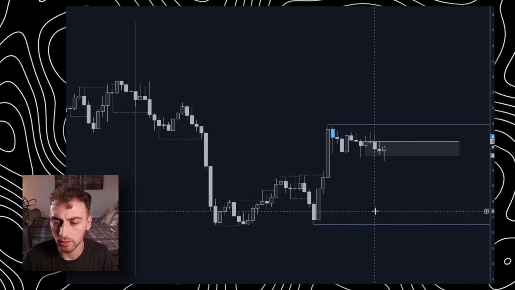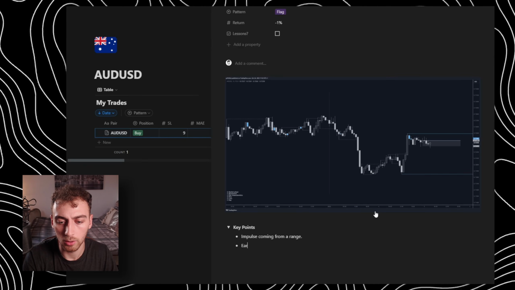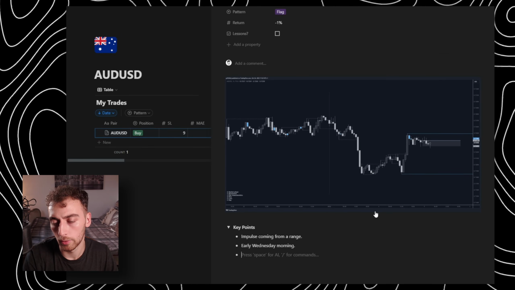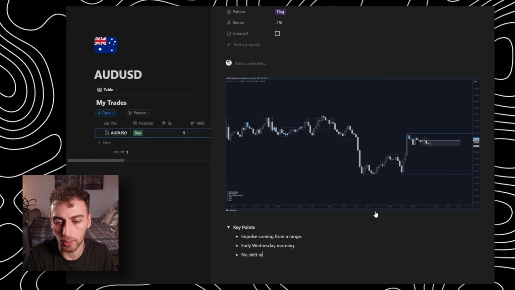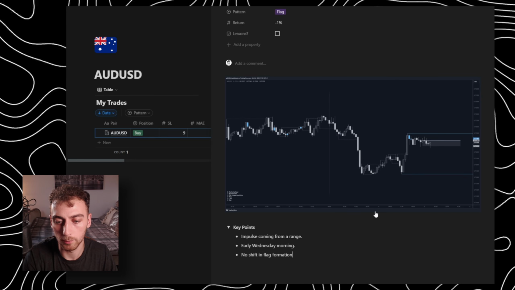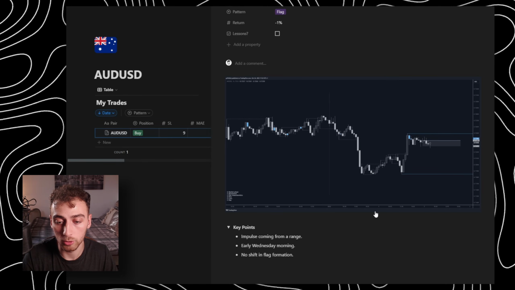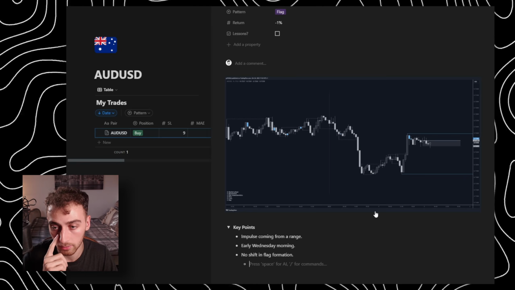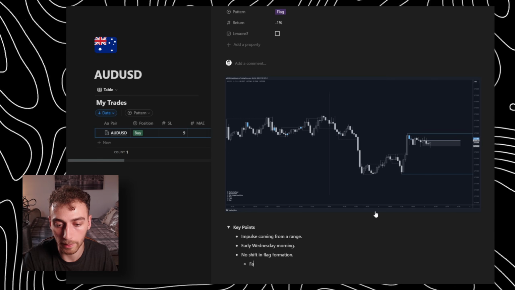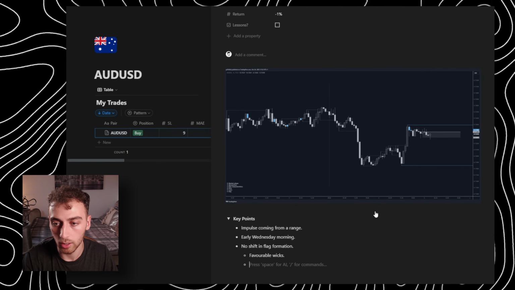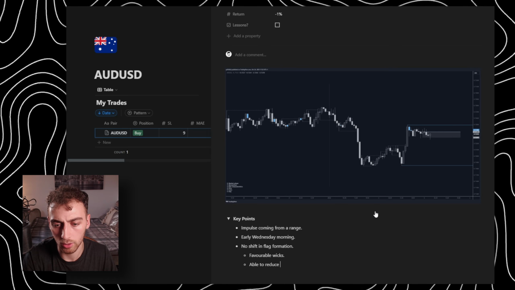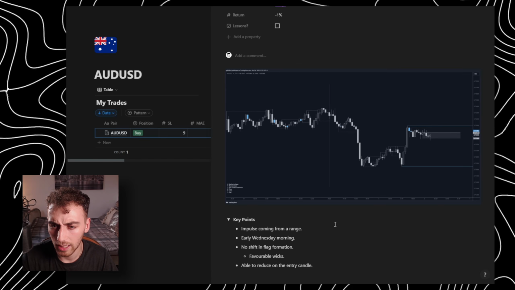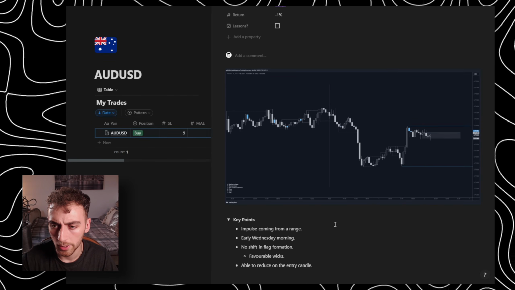Early Wednesday morning. No shift in flag formation. I'm talking about a shift in momentum. There was no shift to the downside. Momentum was always to the upside within this flag. We could see that by favorable wicks. I was able to reduce risk on the entry candle. There we go. And I think that is all my notes for this trade.